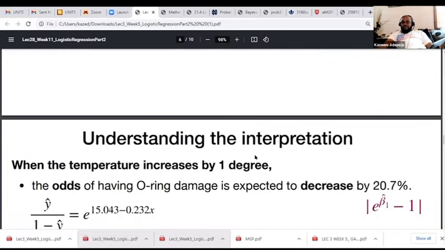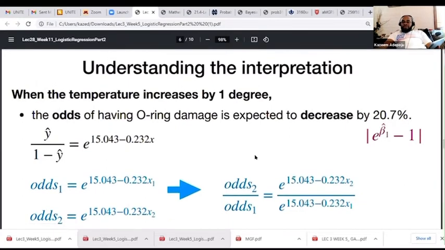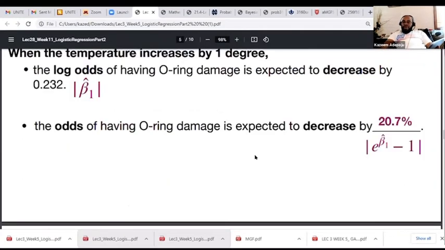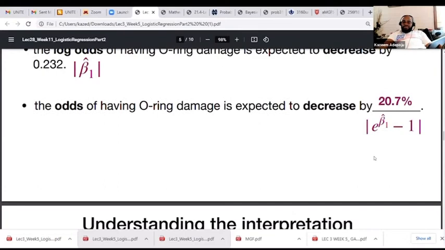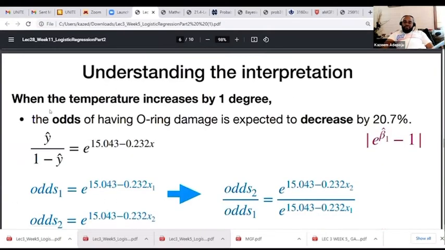Okay, now, and some of you may be wondering, how is it that this is actually what we're using? Okay, I'm actually going to demonstrate that to you right now, and you're actually going to see. Okay, now we said when the temperature increases by 1 degree, right? Let's get started. You're going to see that, in odds form, this is what we have. Now I want us to have two odds.